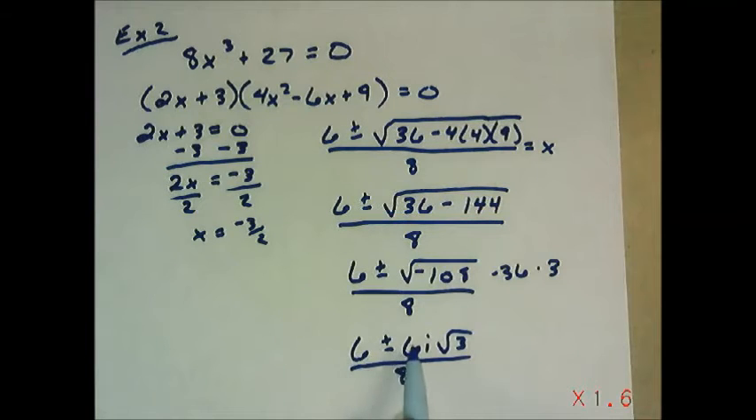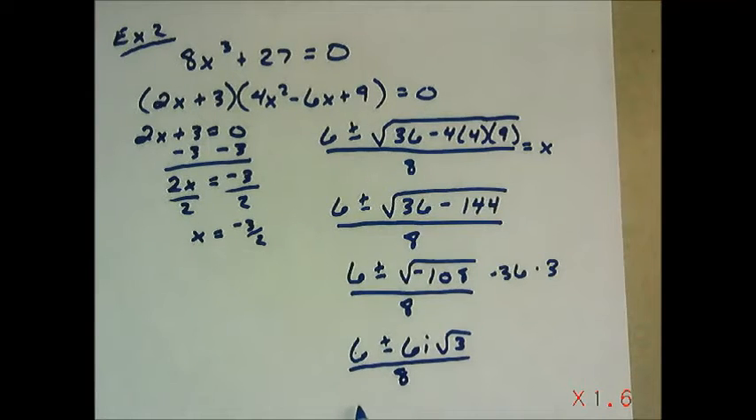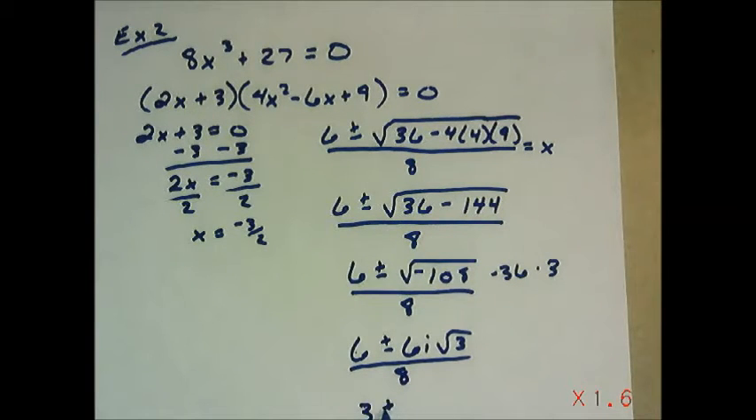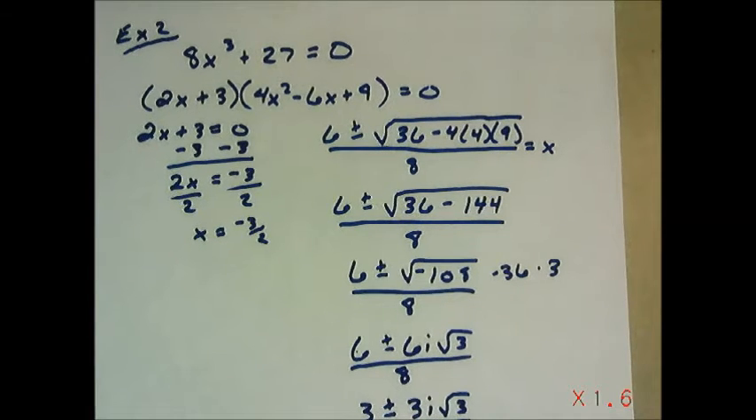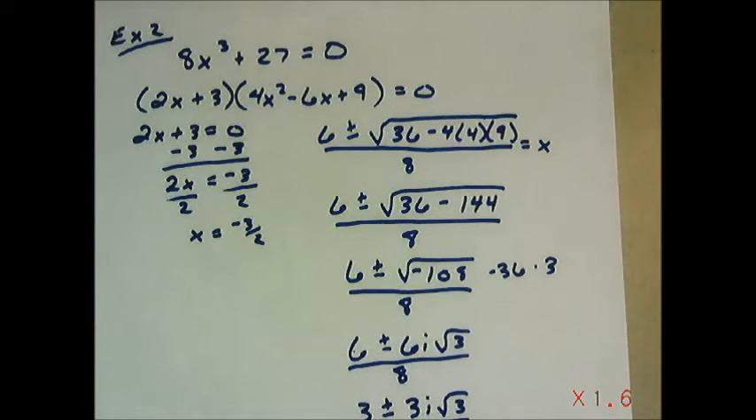Remember, if we can factor something out of the two terms on the top and the bottom term, we want to go ahead and do that. So 6, 6, and 8 are all divisible by 2. So we can take a 2 out, and we end up with 3 plus or minus 3i radical 3 divided by 4.